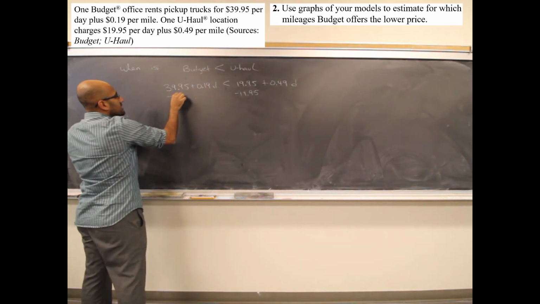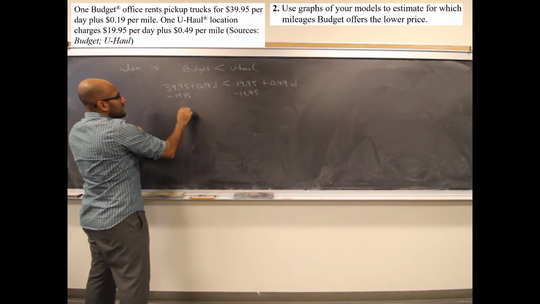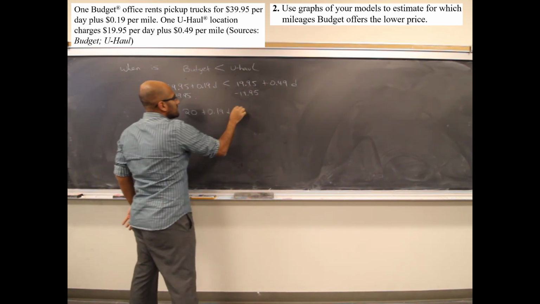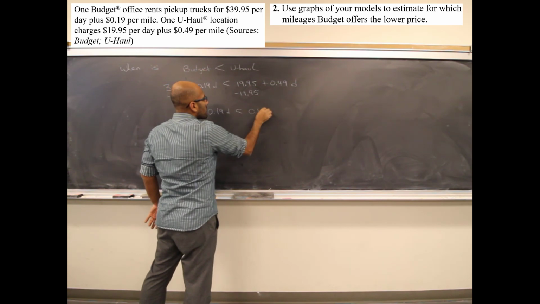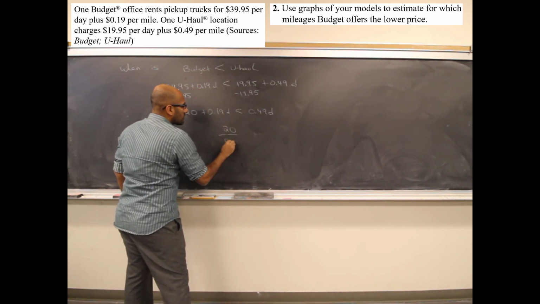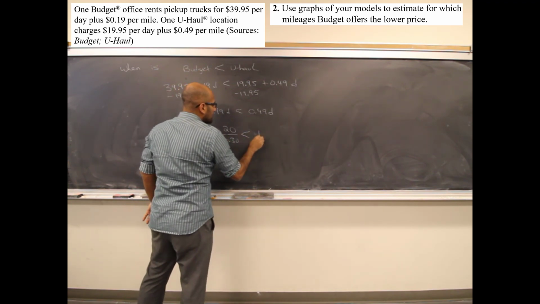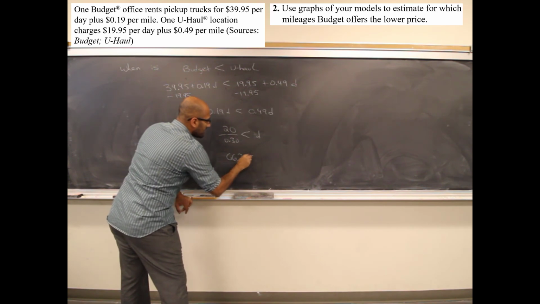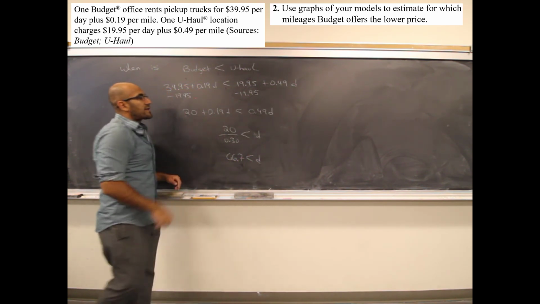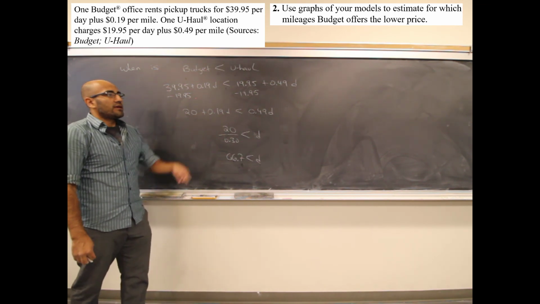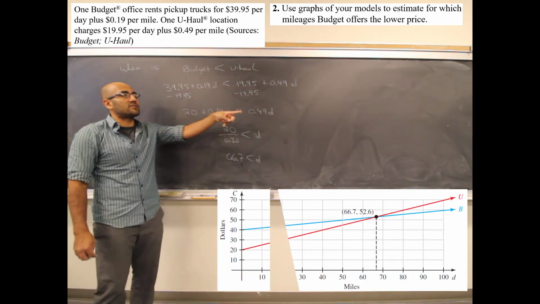19.95 minus 19.95. We'll end up with 20 plus 0.19D less than 0.49D. We'll end up with 20 divided by 0.30 is less than D. Or 66.7 is less than D. So D has to be greater than 66.7. And if we look at our graph, it makes sense.